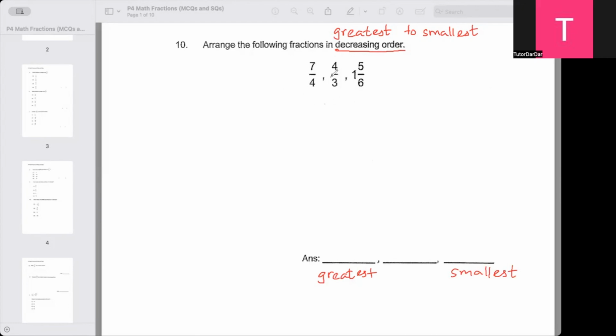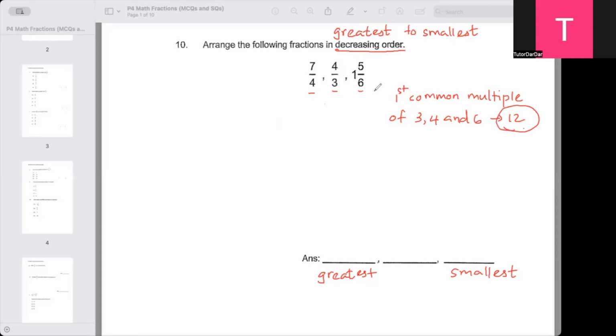Now, let's look at these three fractions. We have one mixed number and two improper fractions. What do we notice? We have denominators 4, 3, and 6. What is their common multiple? The very first common multiple of 3, 4, and 6 is 12. So we are going to make all the denominators become 12.